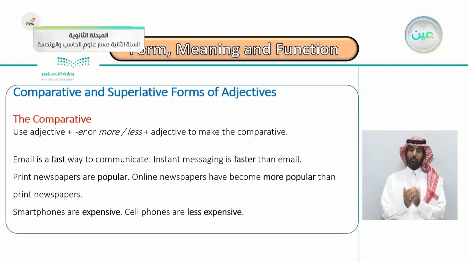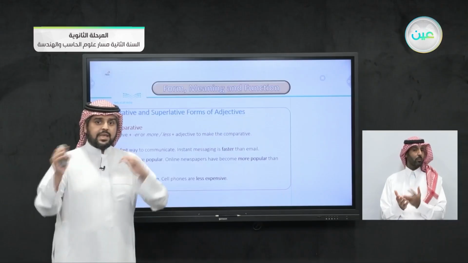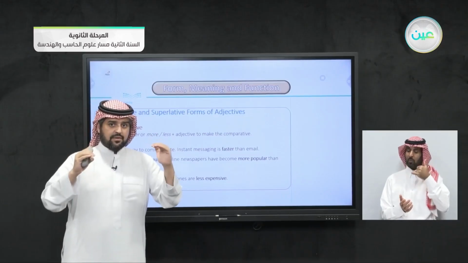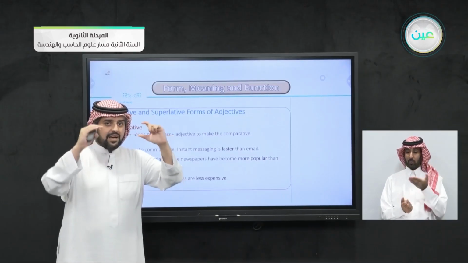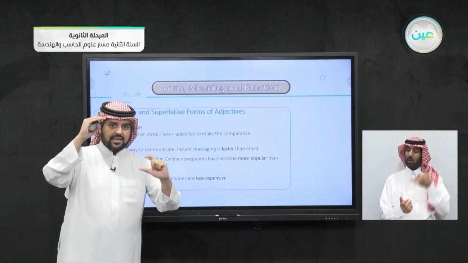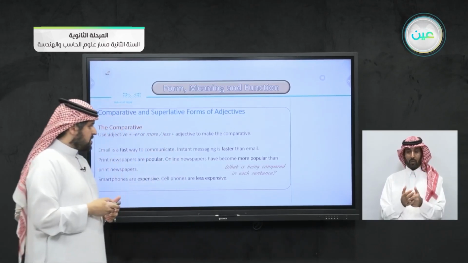Last example here, smartphones are expensive. We know smartphones are expensive. Cell phones are less expensive. So smartphones are expensive. Cell phones are less expensive, which means that they are both expensive, but the cell phones are a little bit less expensive than the smartphones.